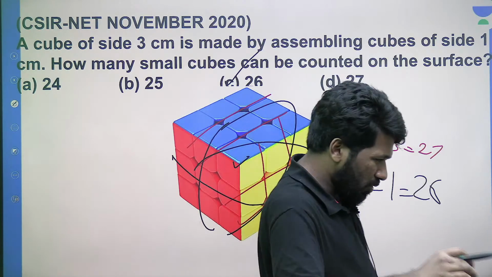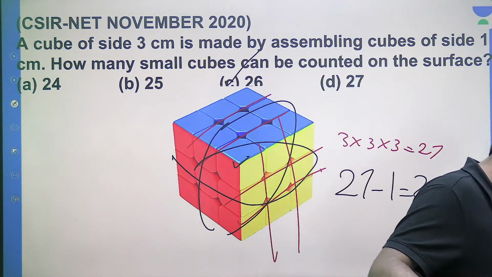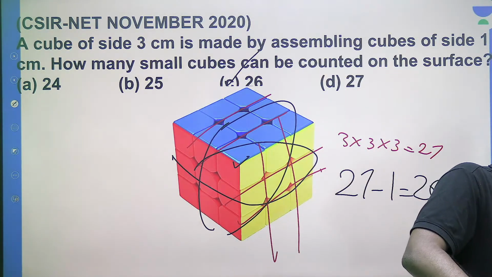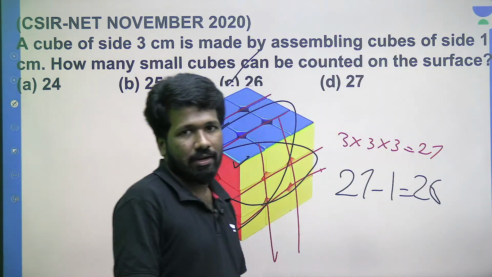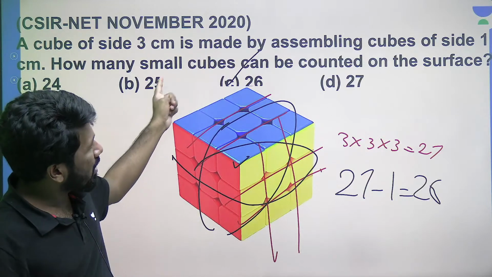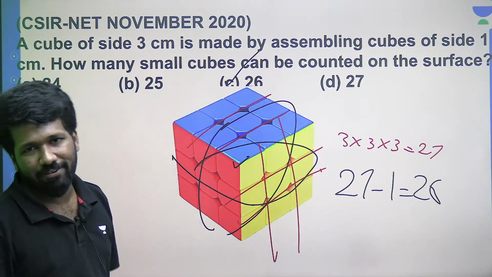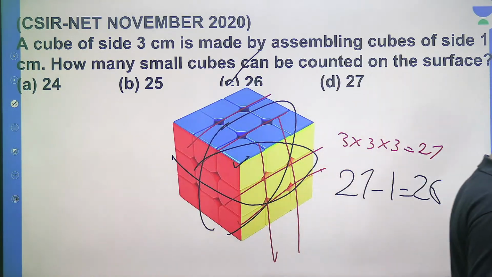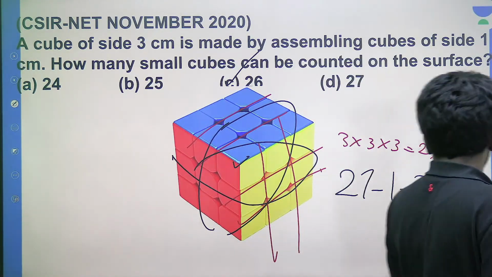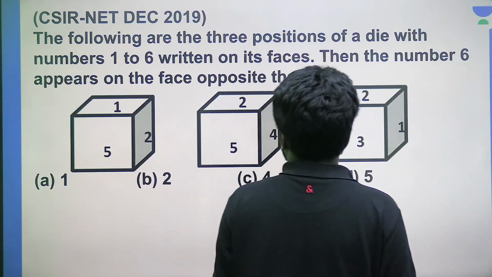I think all of you got option D, right? Option D is wrong. Option D is the answer if the question was asking how many cubes are there. No, the question is how many cubes can be counted on the surface. That is the question. I hope all of you understood this. That is clear. Let's go to the next question.